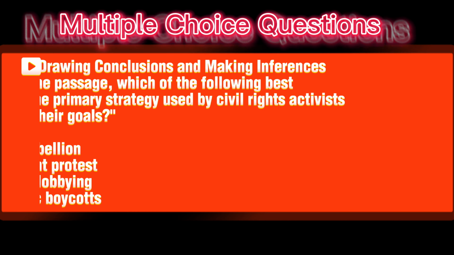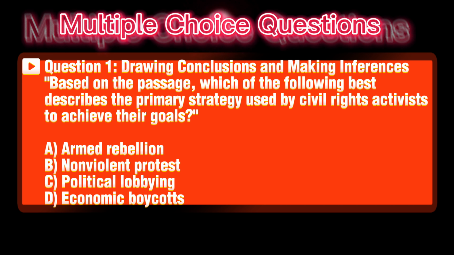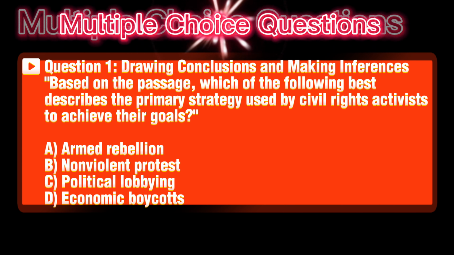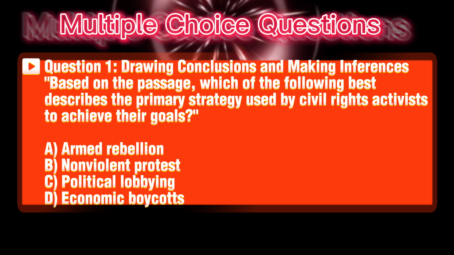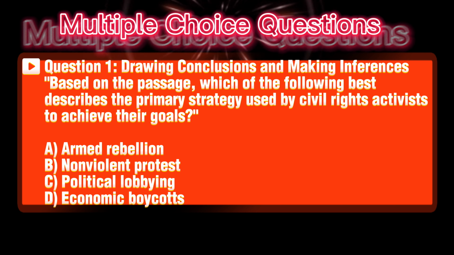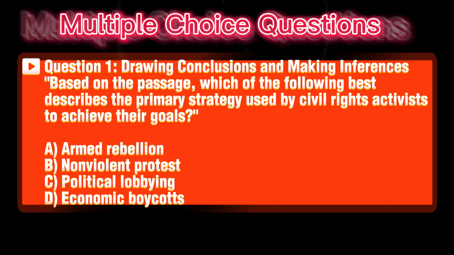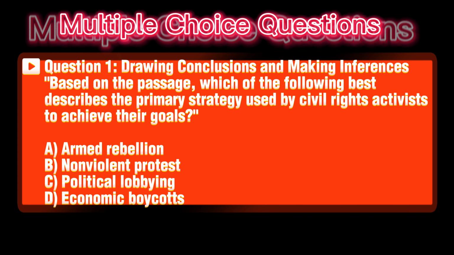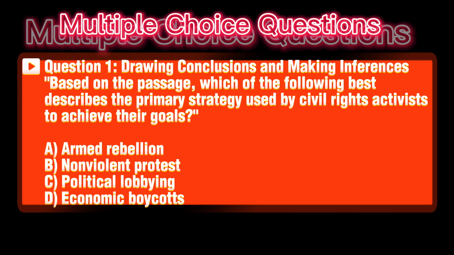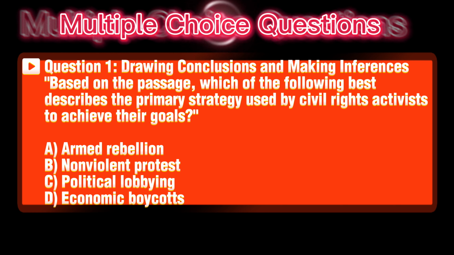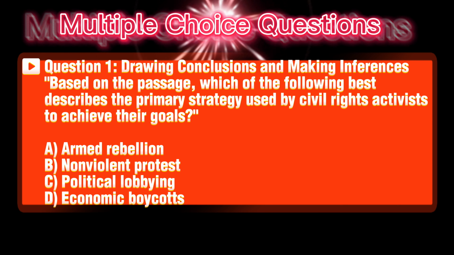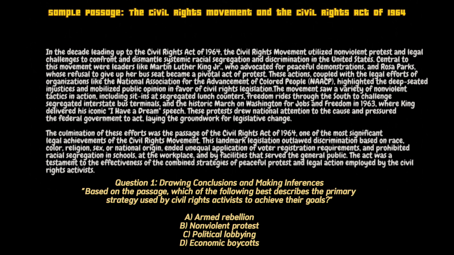Multiple-choice questions. Question 1. Drawing conclusions and making inferences. Based on the passage, which of the following best describes the primary strategy used by civil rights activists to achieve their goals? A. Armed rebellion. B. Nonviolent protest. C. Political lobbying. D. Economic boycotts. Pause and think. Consider how the activists aimed to bring about change and which methods were emphasized in the passage.